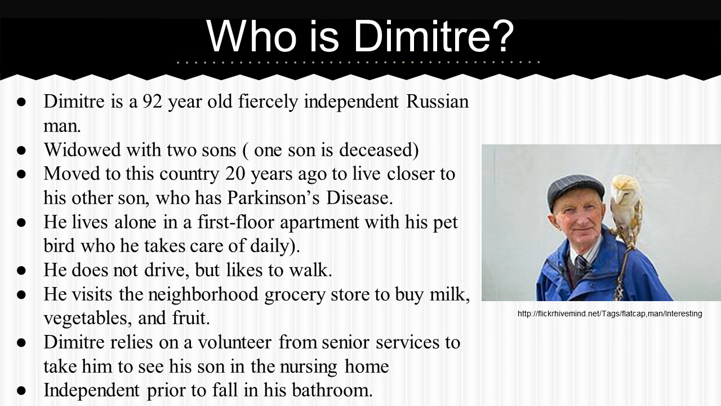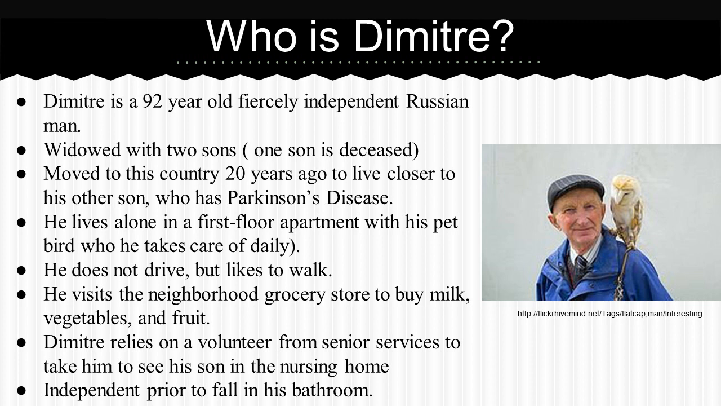Who is Dmitri? Dmitri is a 92-year-old Russian man, widowed with 2 sons. One of his sons is deceased from a heart attack, and the other one he moved all the way to this country 20 years ago to live closer to, and he is diagnosed with Parkinson's disease and lives in a nursing home. He also lives alone in a first-floor apartment with his pet bird, who he takes care of daily.